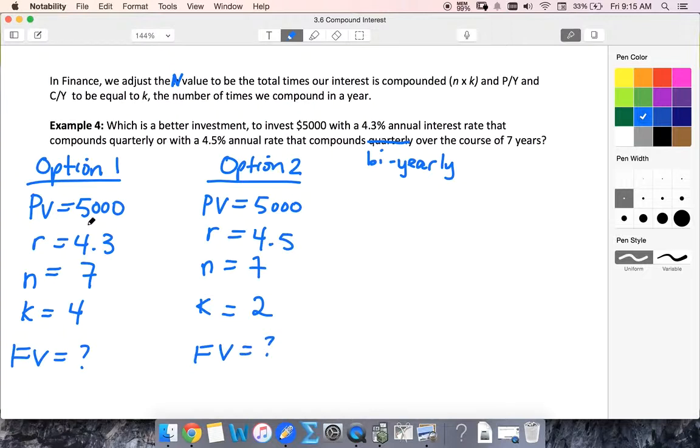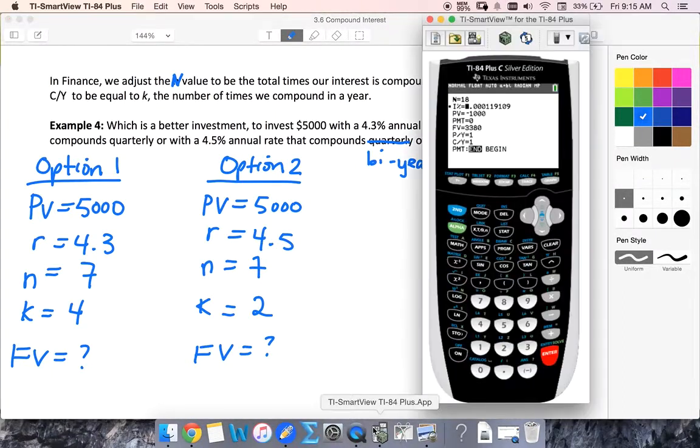So really we're trying to figure out, is a lower interest rate that compounds more better than a higher interest rate that compounds less? So let's go look.